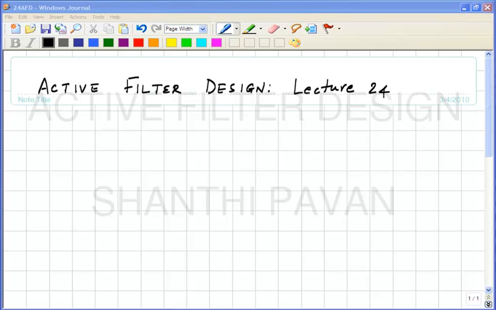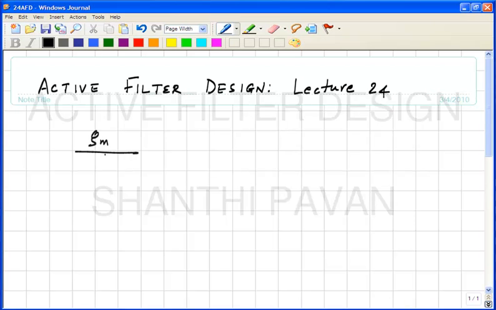So, this is active filter design lecture 24. In the last class, we saw that the effect of a parasitic pole in a transconductor implies that the response of the filter is no longer what you intended it to be, but something different, and can be found by evaluating not H(s) on the j omega axis, but H(s) on a contour j omega minus omega squared by omega p.